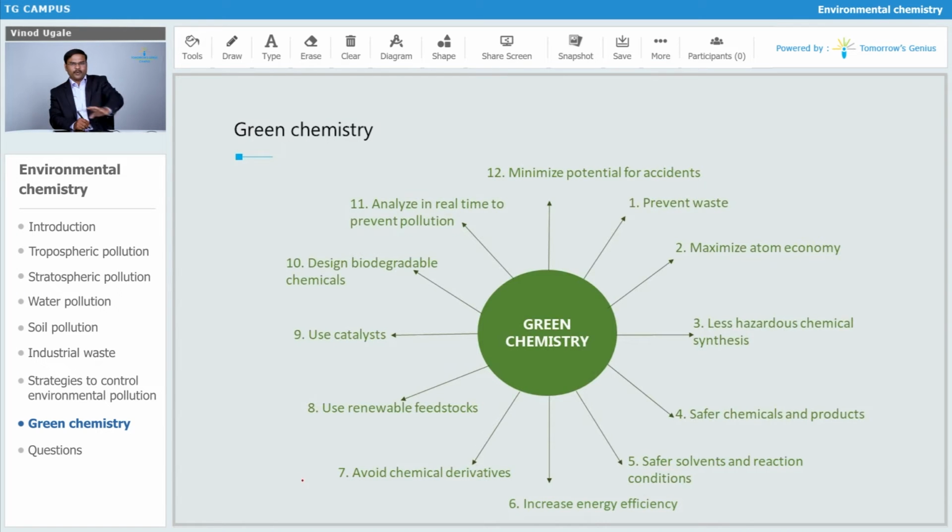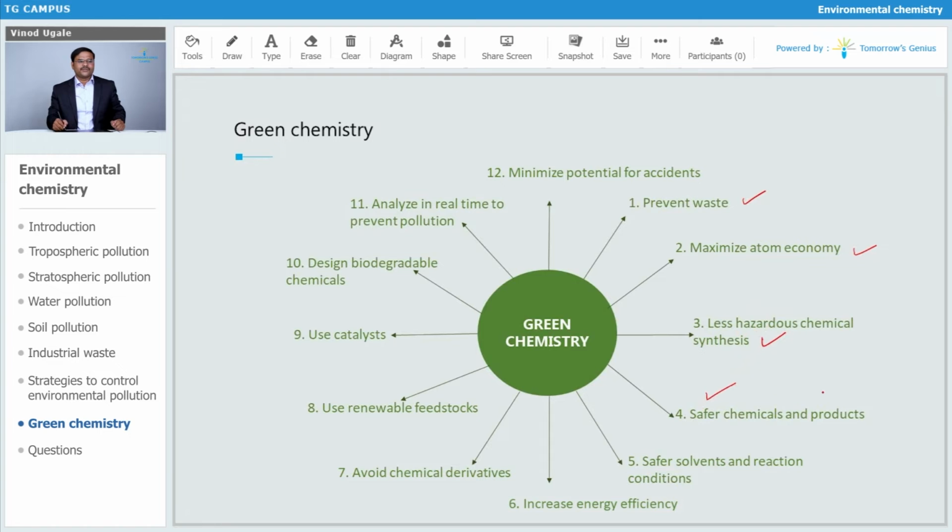You can see there are 12 points, and it is known as the 12 principles of green chemistry. What is the first one? Prevent waste, don't generate waste, use such procedures that there will be no generation of waste. Maximize the atom economy: whatever number of atoms are in the reactant, let's have all the atoms in the product also, so there will be no byproduct generated as waste. Less hazardous chemical synthesis we can produce. We have to focus on having less hazardous chemical synthesis.